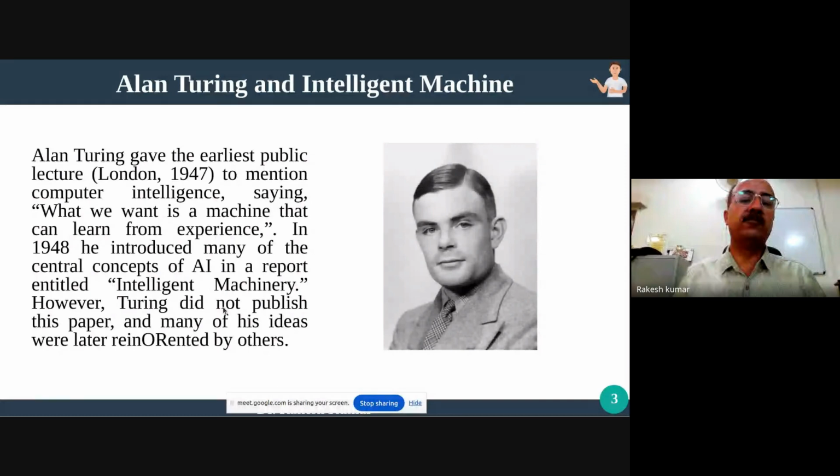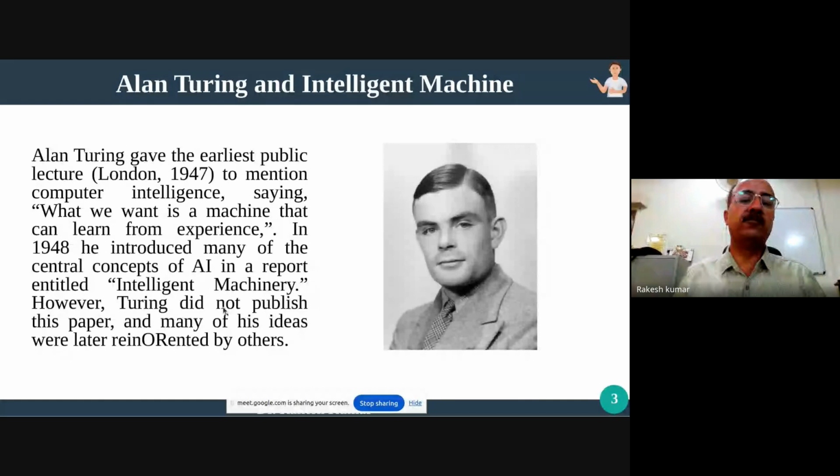So basically, everyone has to study about Turing. And I will have to tell you one thing: as far as computer science and engineering is concerned, there is no Nobel Prize in this particular domain. As in the case of physics or chemistry, the person who does good research work is awarded the Nobel Prize.